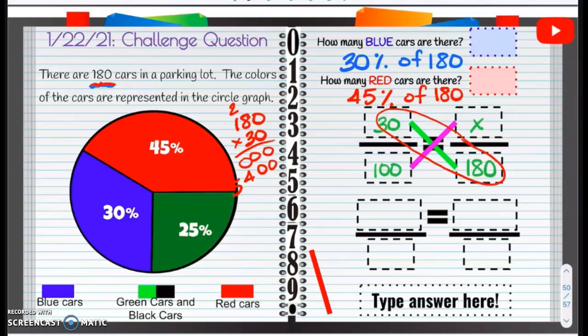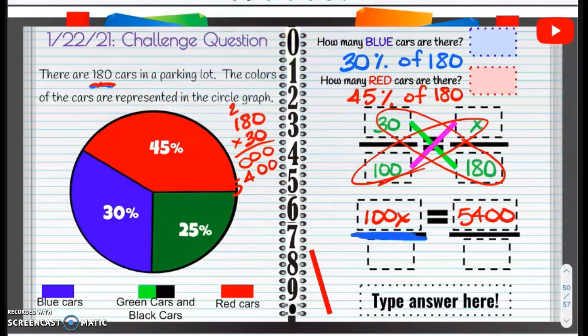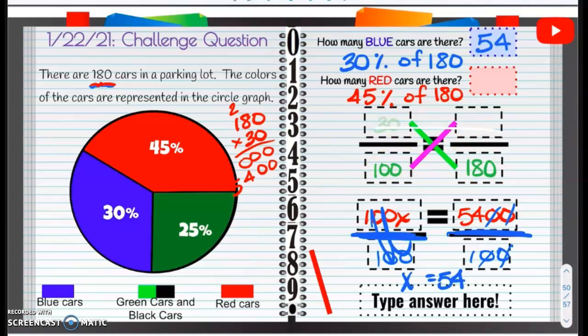So 5,400. And then 100 times x is going to be 100x. All right, now we are going to divide both sides by 100. So we are left with x on this side equals, well, we can cancel out some zeros. So 54 divided by 1 is 54. So there are 54 blue cars.